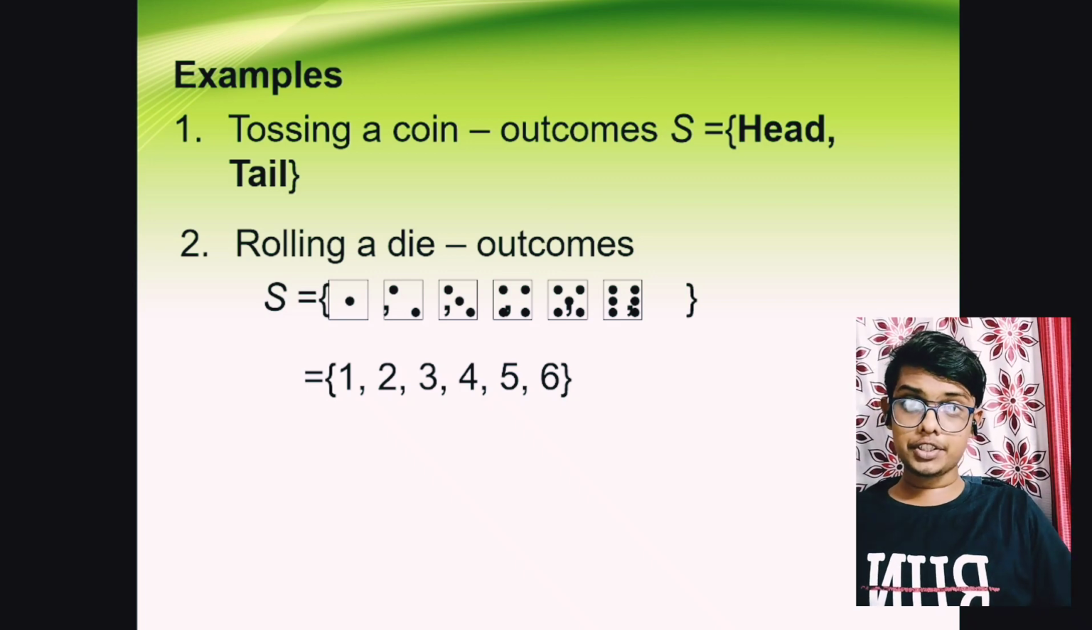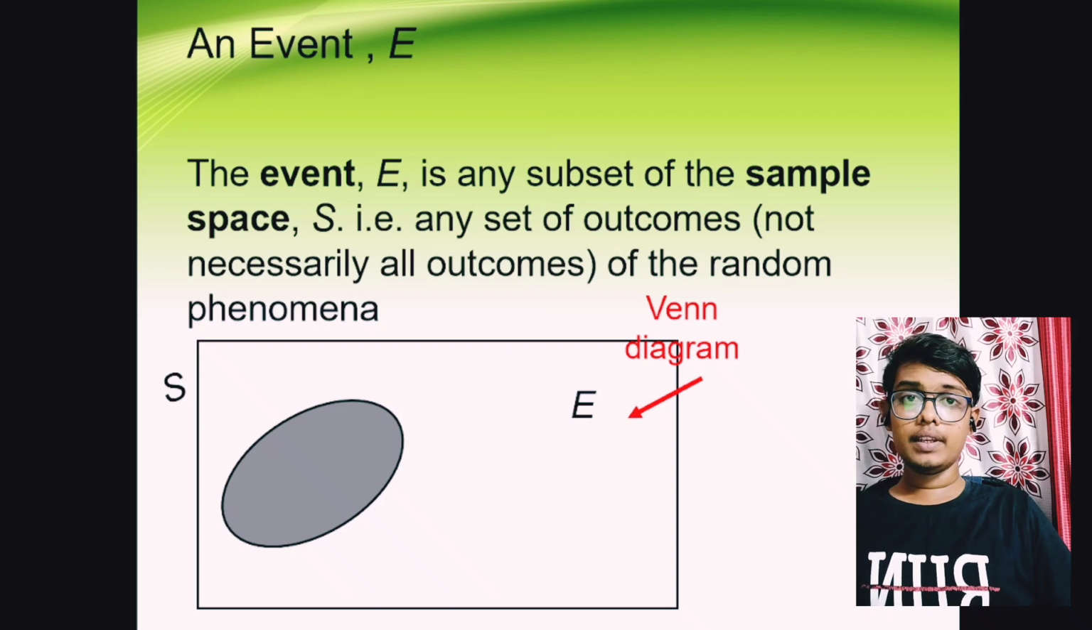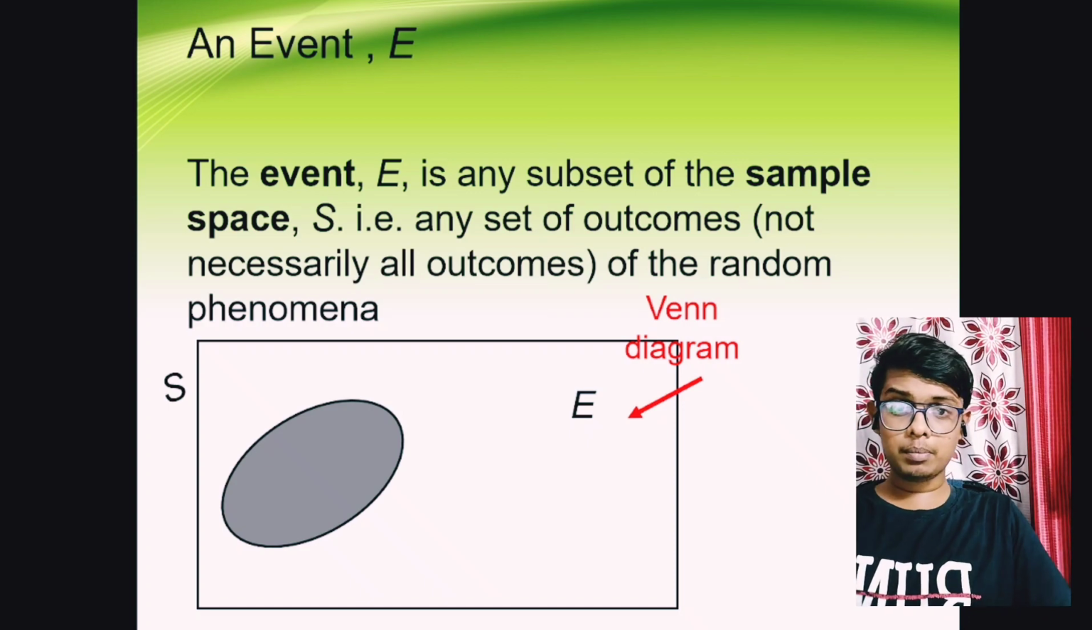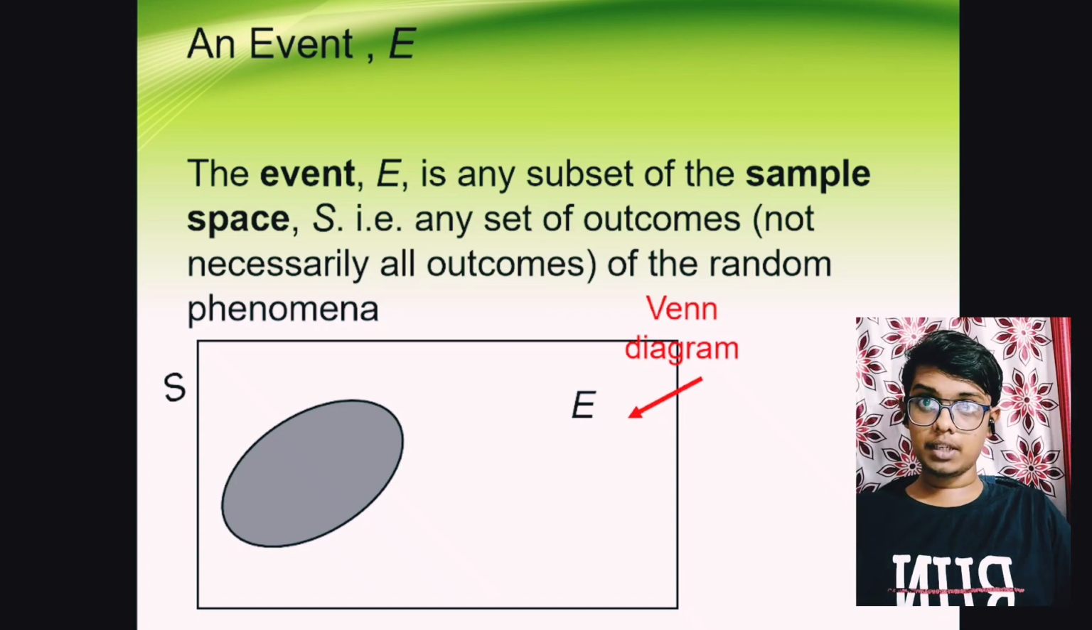Let's move to the next definition. An event E is nothing but a subset of the sample space. That means, suppose we have the sample space S, and here I have provided E. So E is a subset of S, as you can see by the Venn diagram. With the help of an example, I can clarify this. So let's see an example of this.